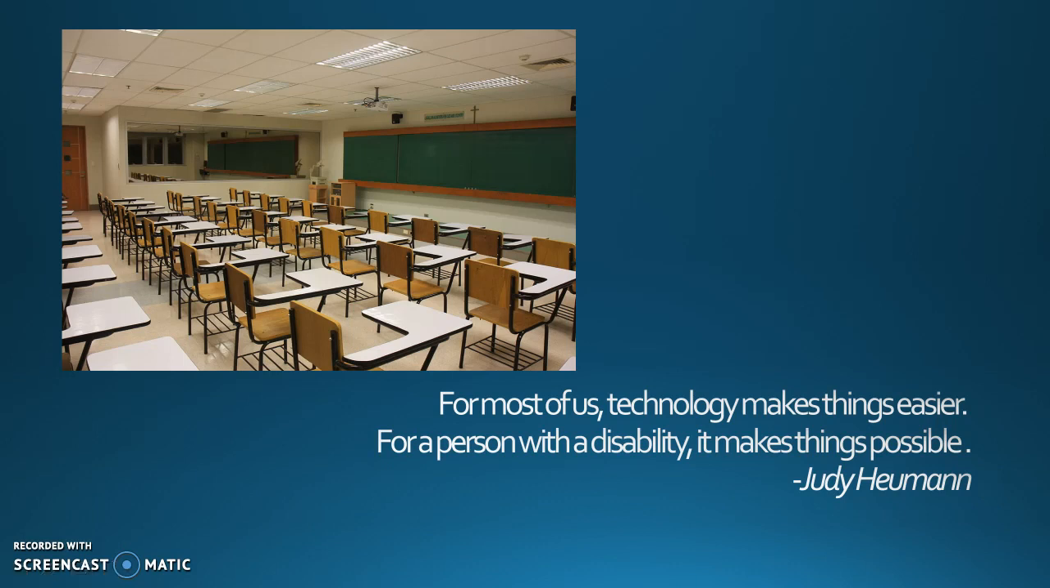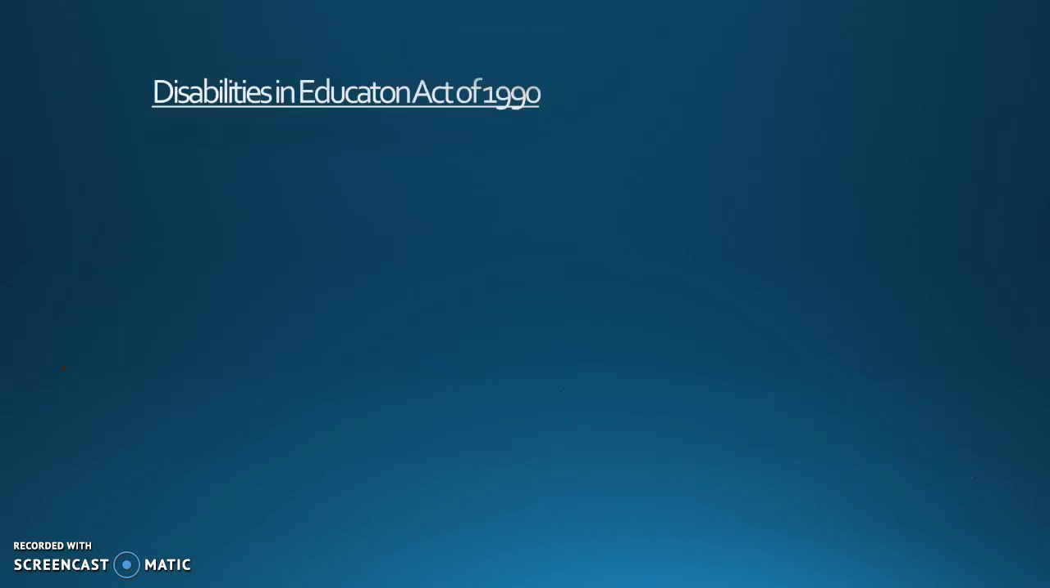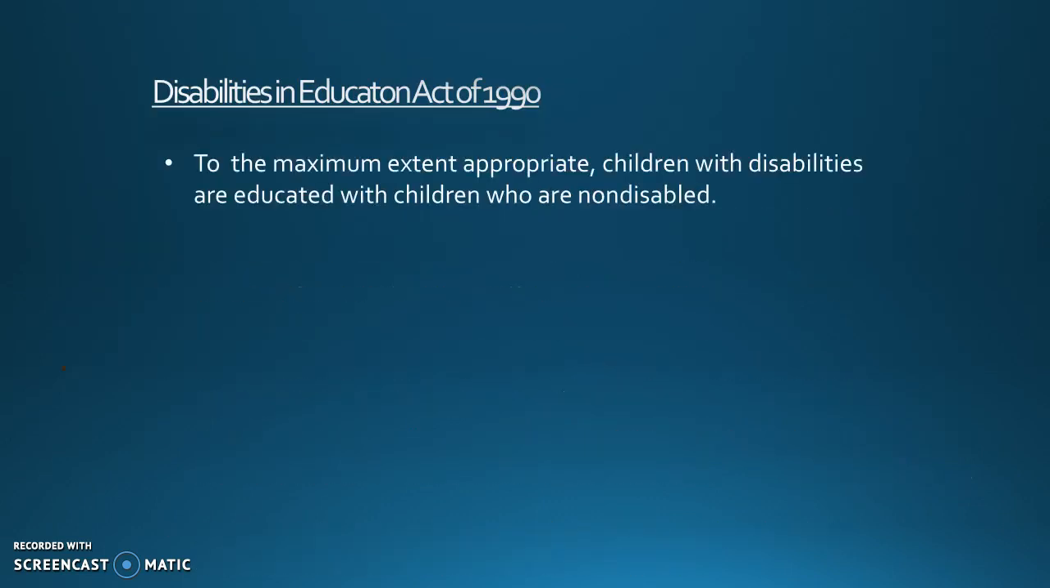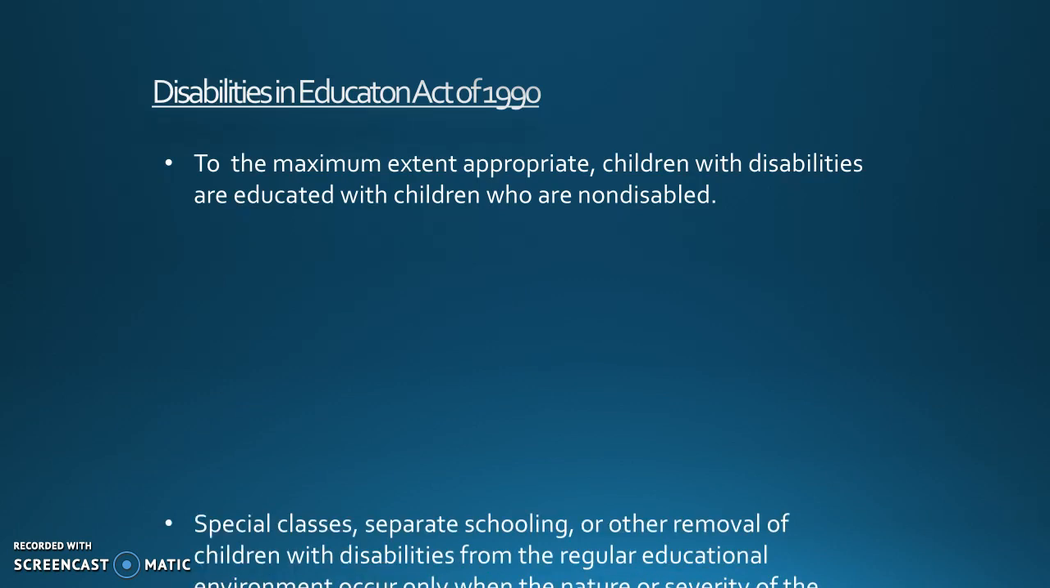According to the Disabilities in Education Act of 1990, inclusiveness means the following. To the maximum extent appropriate, children with disabilities, including children in public or private institutions or other care facilities, are educated with children who are non-disabled.